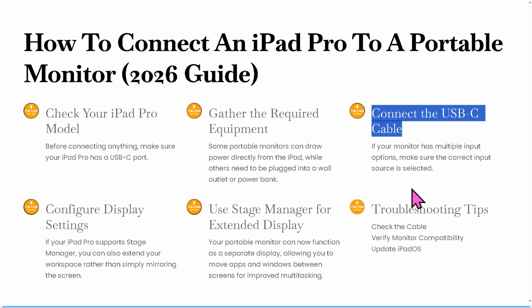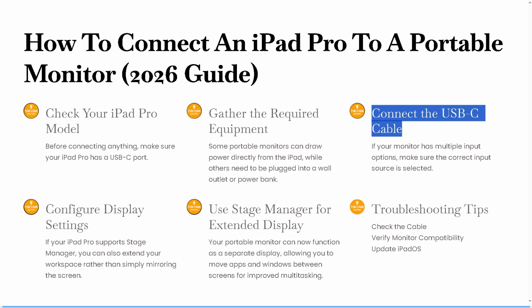And then of course, you need to connect the USB-C cable. Take your USB-C cable and connect one end to your iPad Pro. Connect the other end to the USB-C port on your portable monitor. After a few seconds, the monitor should automatically detect the iPad and display your screen. Now, if your monitor has multiple input options, make sure the correct input source is selected.